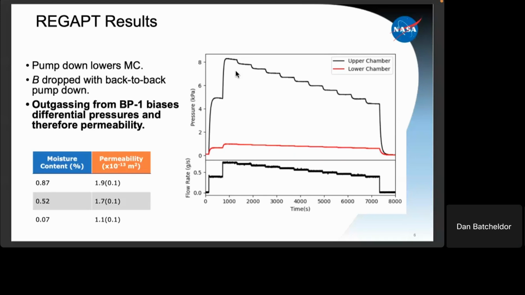So what we have found from our preliminary testing with this first REGAPPED instrument is that outgassing from a high moisture content BP1 sample biases your differential pressures to be higher when you first pump down a sample. So as that moisture outgasses from the BP1, it artificially increases your pressure differentials, which biases you towards measuring a higher permeability. Summary on our last slide.